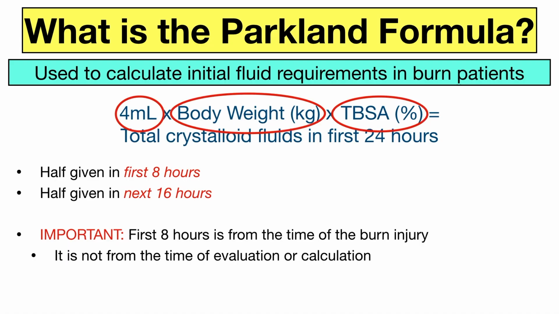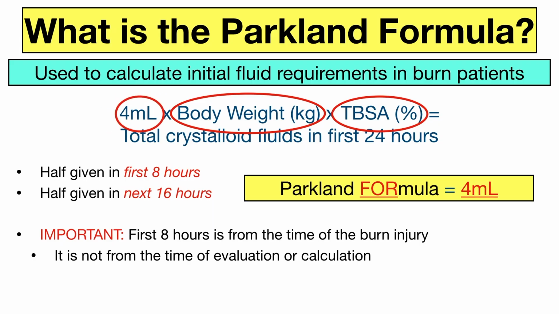Remember, this equation is for adults, and we're going to look at the formulas for pediatrics later in the video. First, we have the 4 mLs, which is a constant. The way I like to remember 4 mLs is to use the word 4 in formula. Next, we have the patient's body weight in kilograms, which is also easy to calculate. Finally, we have the total body surface area percentage involved by the burn. This helps determine the extent of the burn injury.